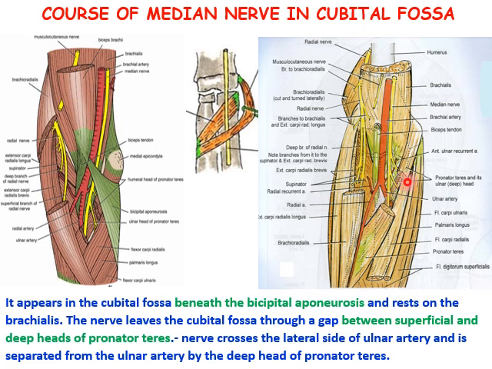So if we see the structures that are related from above downwards, from the pronator teres onwards, it is the superficial head of the pronator teres, then the median nerve, then the deep head of the pronator teres, and then the ulnar artery.